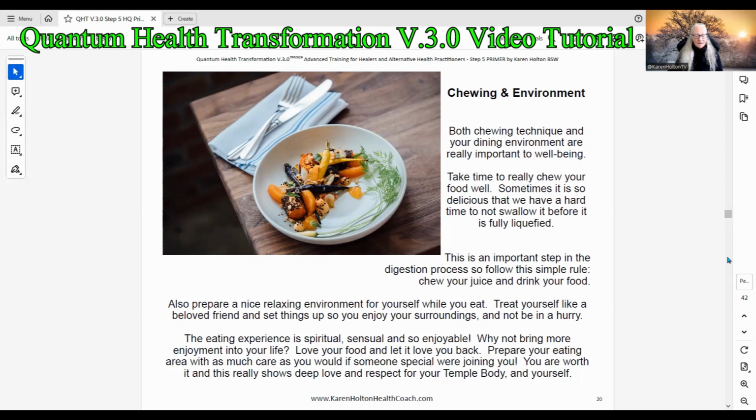Also, prepare a nice, relaxing environment for yourself while you eat. Treat yourself like a beloved friend and set things up so you enjoy your surroundings and not be in a hurry. The eating experience is spiritual, sensual, and so enjoyable. Why not bring more enjoyment into your life? Love your food and let it love you back. Prepare your eating area with as much care as you would if someone special were joining you. You are worth it, and this really shows deep love and respect for your temple body and yourself.